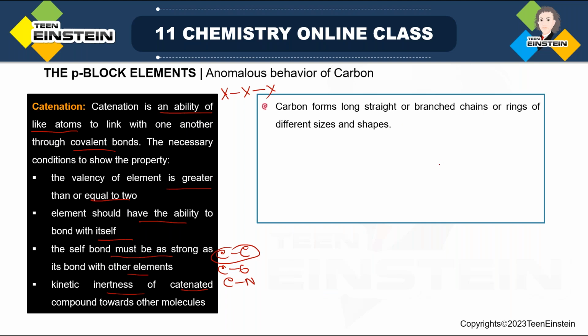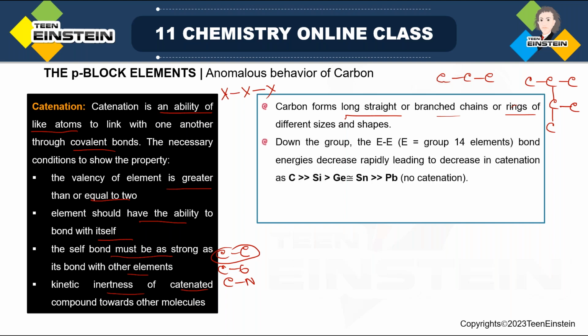And this is the reason that mostly in organic chemistry you have seen long straight chains of carbon like this, then branched chains of carbon. Then we have seen rings of different sizes and shapes. Just take the structure of cyclohexane or benzene. These are very common in organic chemistry. So why can carbon form compounds like this, branched chain, long chain, ring, different size, different shape? It is because of this catenation property.